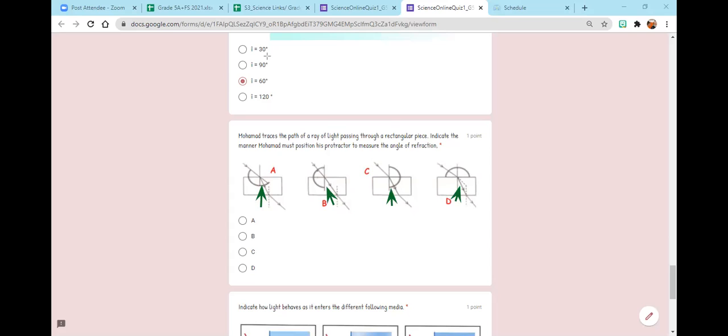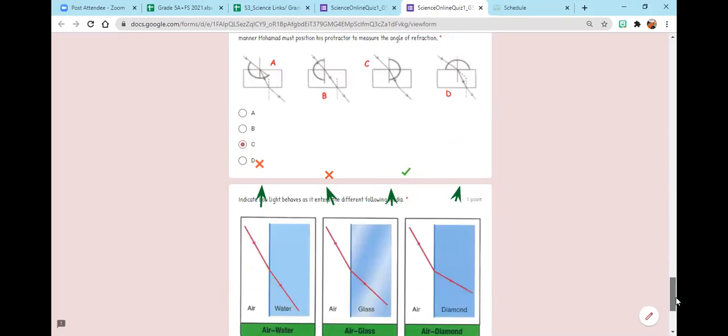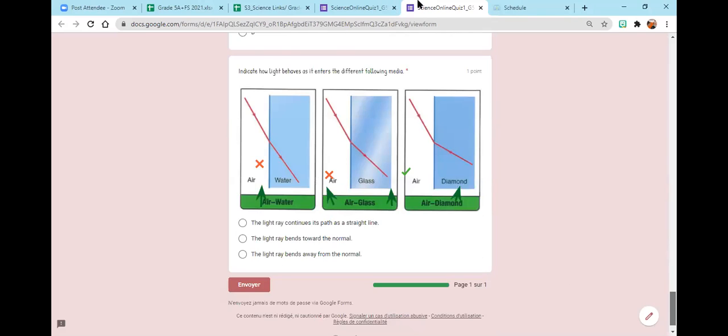So which one is correct? The first one, in the first case هو حتى it's not on the normal. This is wrong. In the second case, can he measure or he should put it from the opposite side? No, it's not on the angle. No, it's not correct. It's C. Excellent job. It's C, correct. Easy. هلا last question.